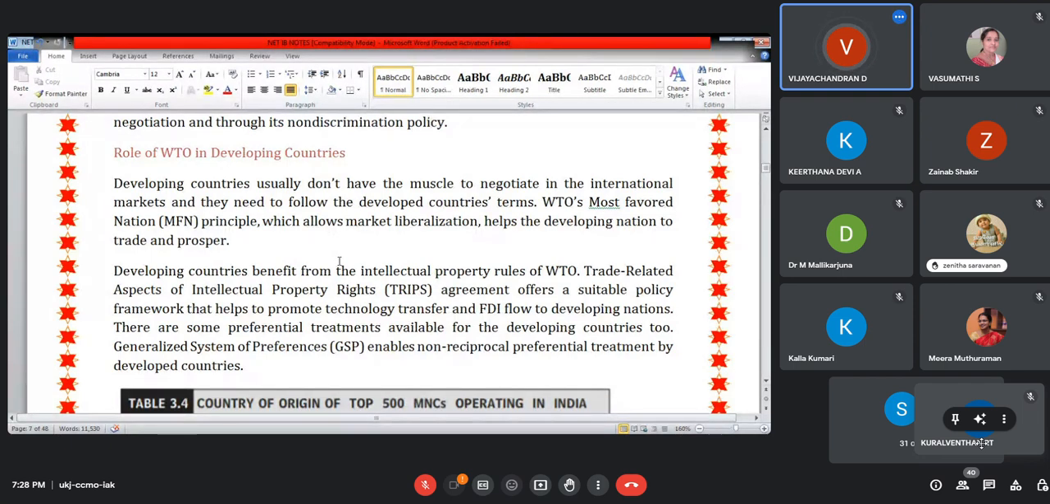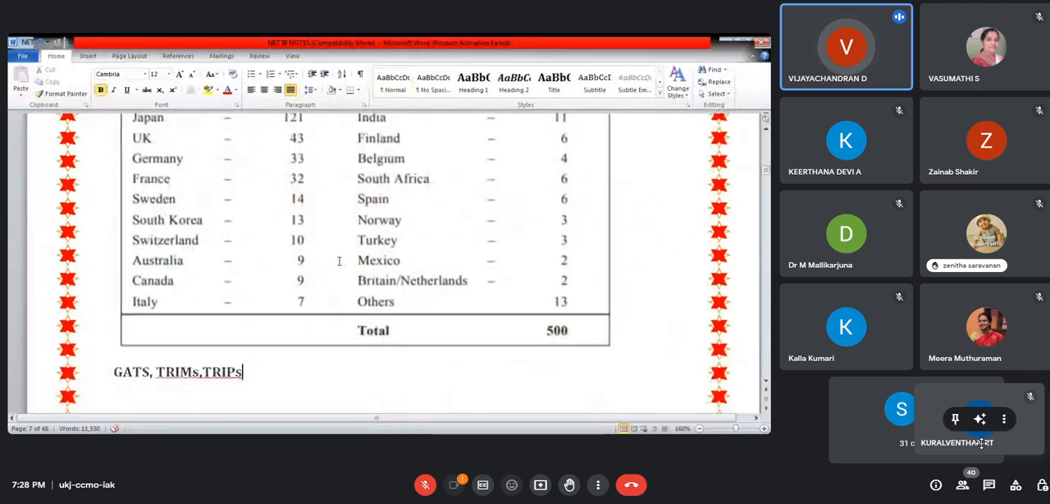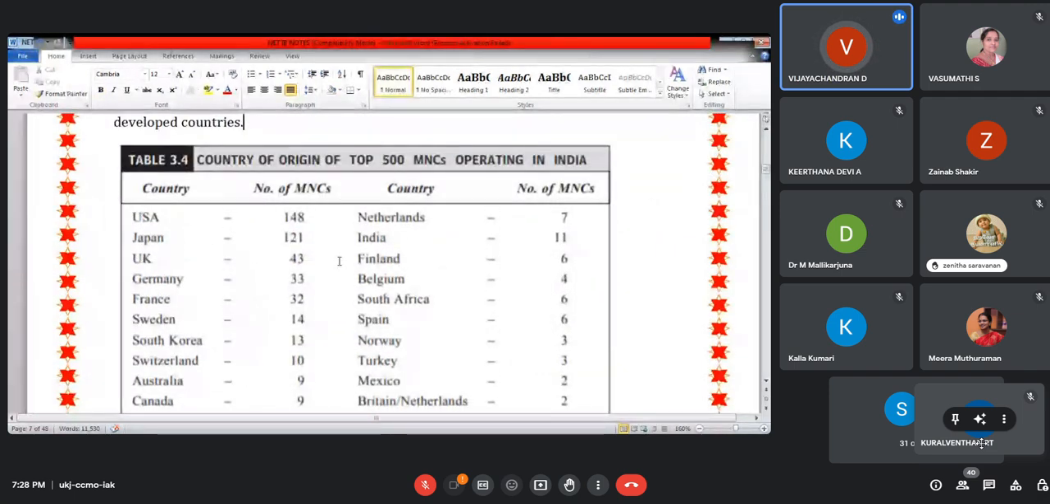So that will be a positive sign for the developing nation. So developing countries benefit from the IPR, intellectual property rules of WTO, and also the trade-related aspects of intellectual property rights. So these are the country of origin of the top 500 MNCs operating in India. This may be asked in your examination, so that is the reason why I'm showing the slide.